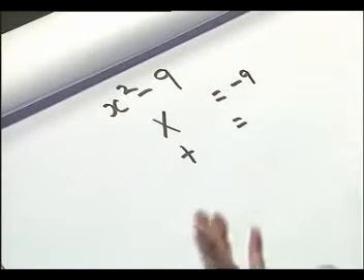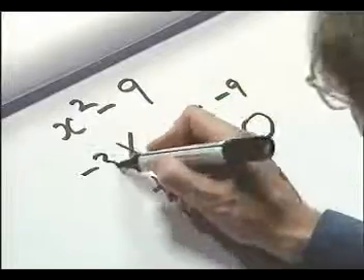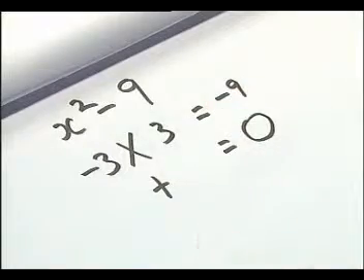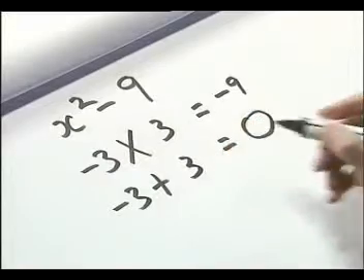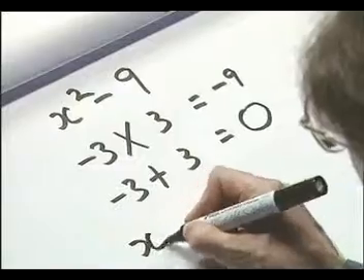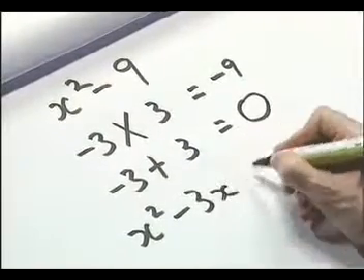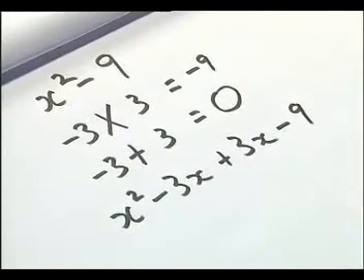That means the coefficient has to be 0. 0 times x, no x's. So I've got to find two numbers that multiply together to give minus 9 and add together to give 0. Well, fairly obviously they've got to be the same size but different sign. So minus 3 and 3 fit the bill perfectly. So we have x squared minus 3x plus 3x minus 9.